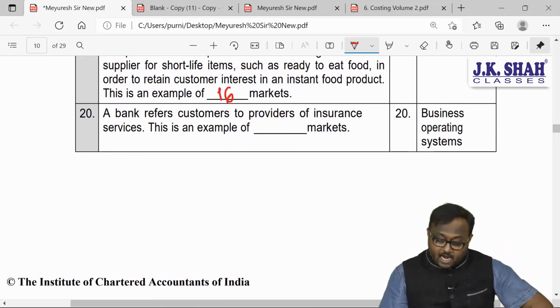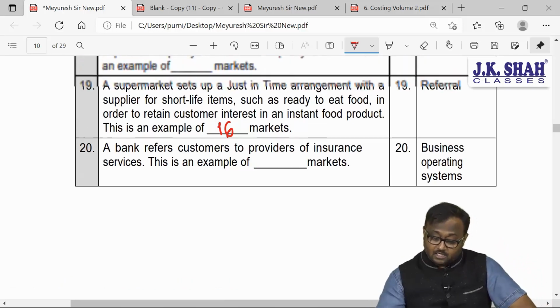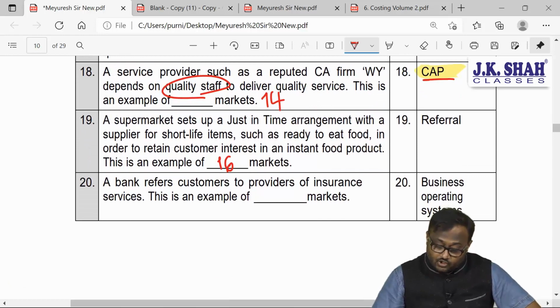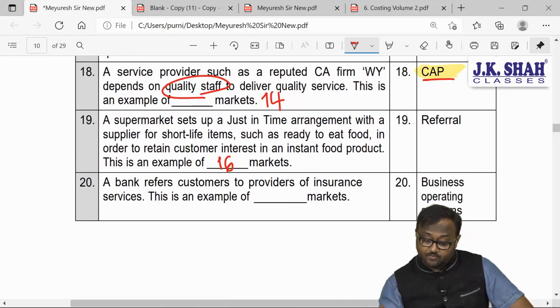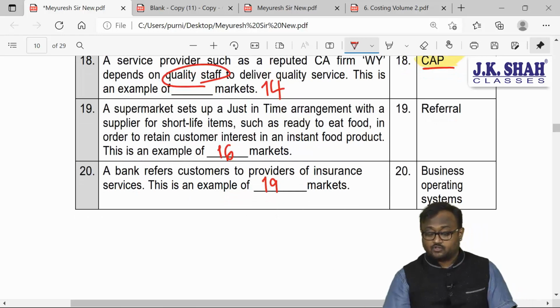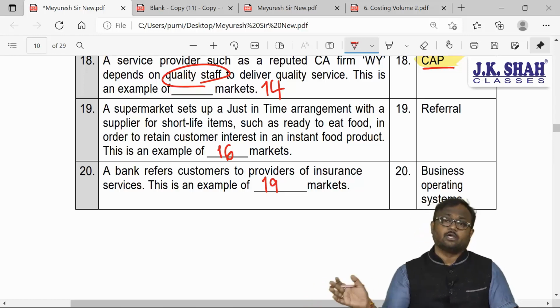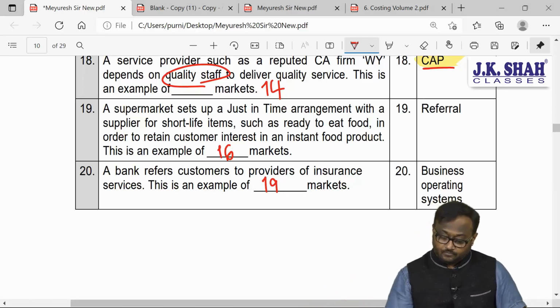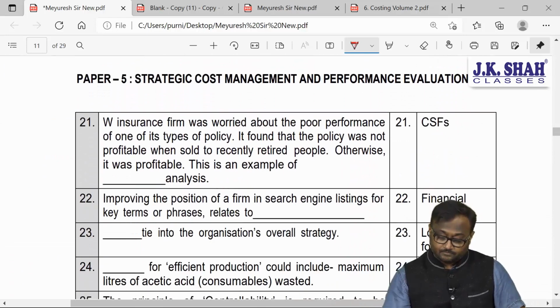Question number 20. A bank refers customers to providers of insurance services. Refers customer, it has to be a referral market. That means it is a referral market. Okay, you go to so-and-so bank, you are opening an account, sir, would you like to have an insurance policy? We have this policy as well. Okay, so this is a referral market. With one reference you are getting the customer.